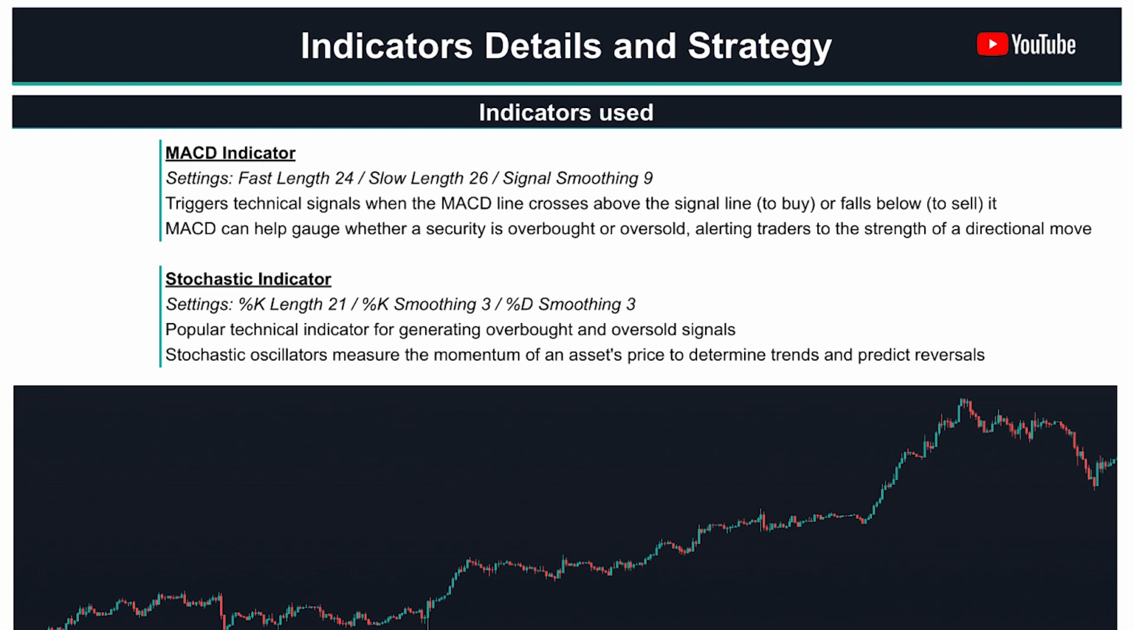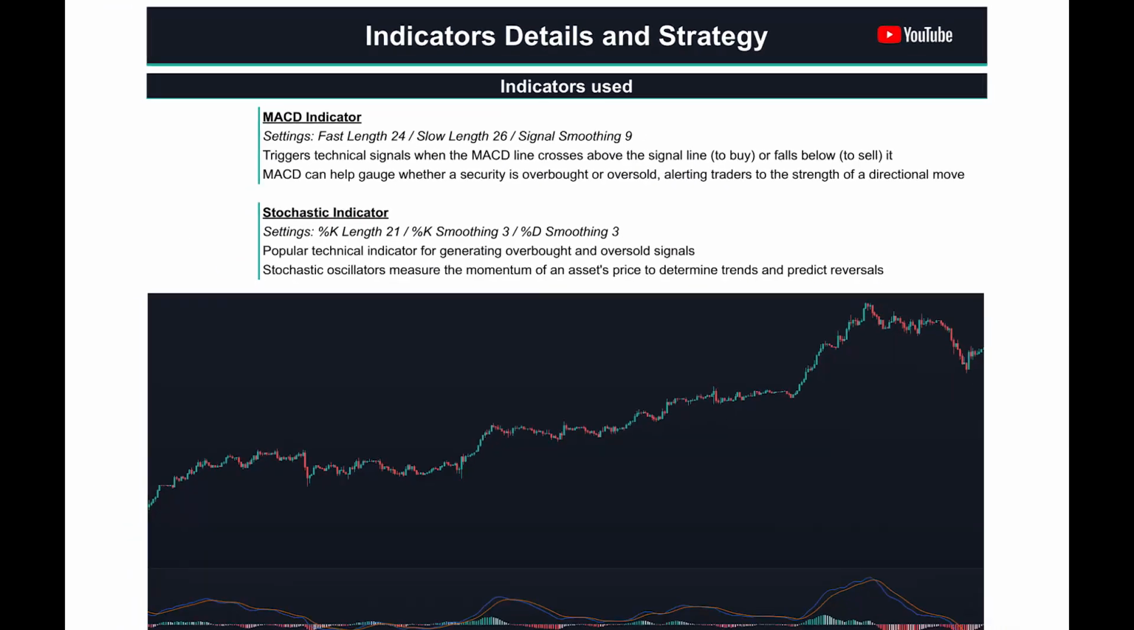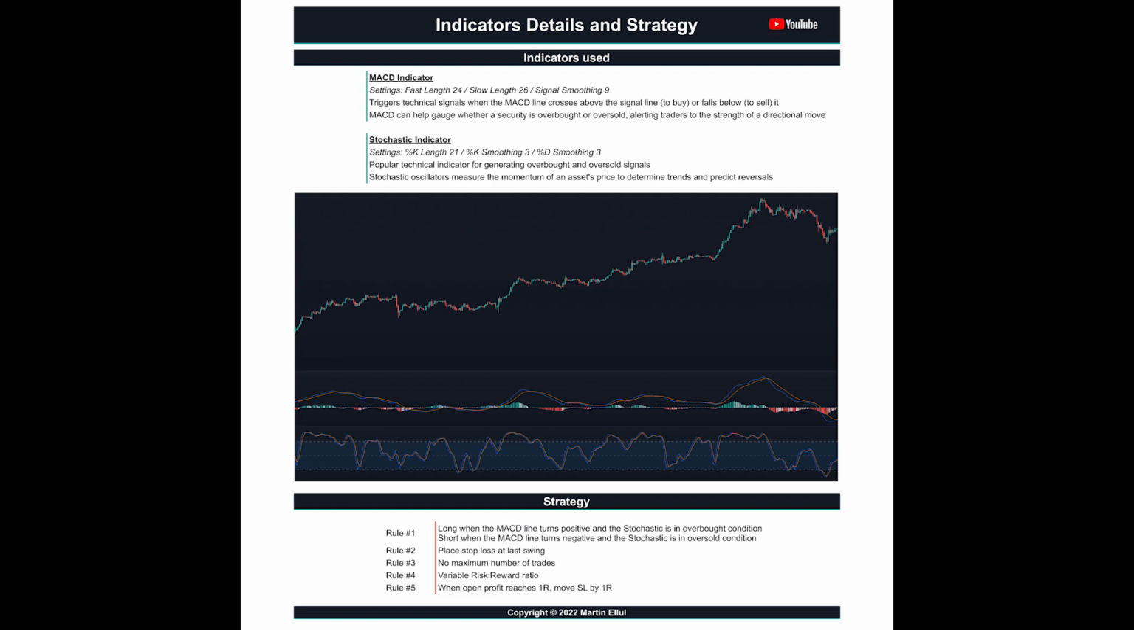Then the second trading indicator is the stochastic oscillator, which is a momentum indicator comparing a particular closing price of a security to a range of its prices over a certain period of time. The sensitivity of the oscillator to market movements is reducible by adjusting that time period or by taking a moving average of the results. It is used to generate overbought and oversold trading signals, utilizing a 0 to 100 bounded range of values. So this backtest is based on the 1 hour time frame on USD JPY.